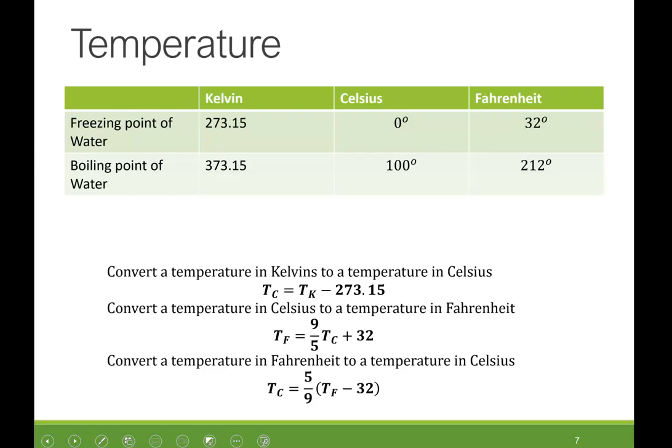Now, when we talk about temperature, there's 3 temperature scales that are commonly used. There's Fahrenheit, which is what we use here in America, Celsius, what everybody else uses, and then Kelvins, which is what scientists use. So we have 3 conversion formulas here to go from Celsius to Kelvin, from Fahrenheit to Celsius, or from Celsius to Fahrenheit. These will be given on the formula sheet.